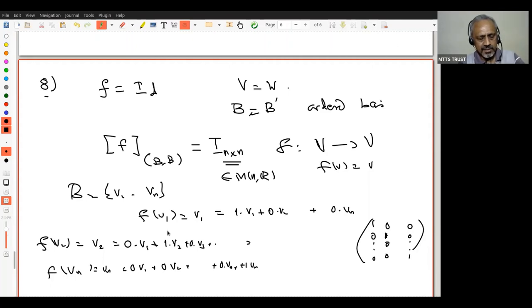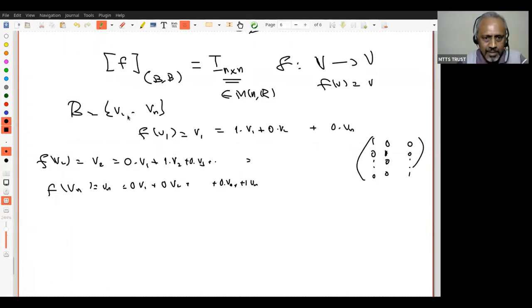What is interesting here? Think carefully. What is interesting here? The interesting thing is, B could be any ordered basis, right? Then keep the same ordered basis for the codomain also. Then with respect to any choice of ordered basis, the matrix of the identity linear map is the identity matrix. You understood that? So I don't care what B is, okay? But it always turns out to be the identity matrix.